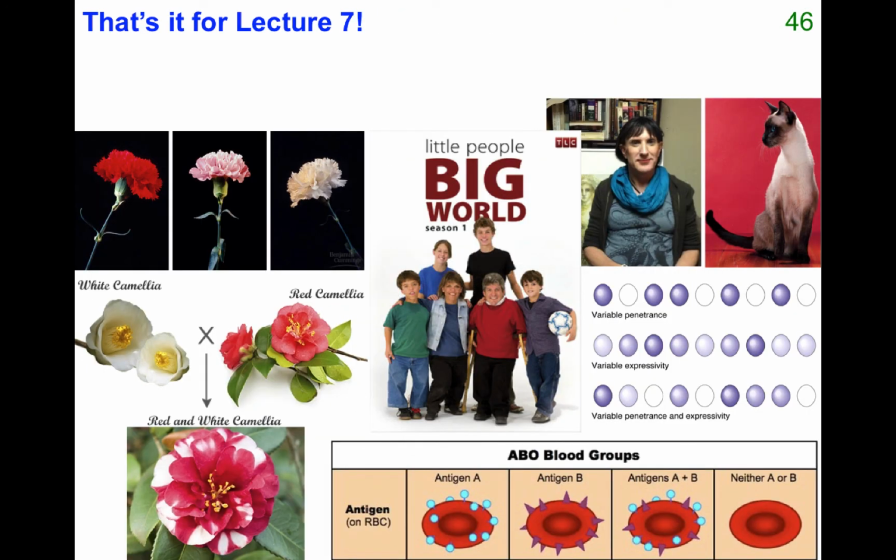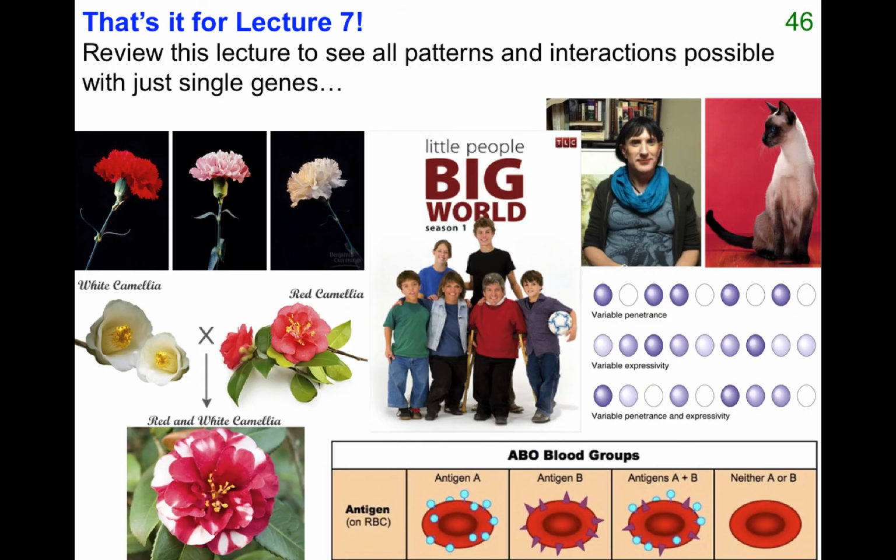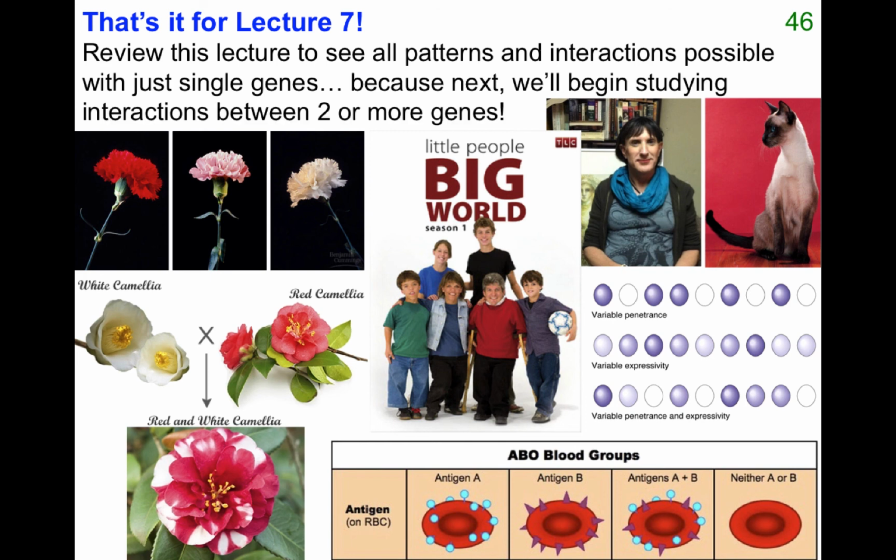All right, so that's pretty much it for lecture 7. So do go back and review this lecture with the slides or with this whole video, just to make sure you understand the patterns and the interactions, and not just kind of memorize the patterns, but know the genetic basis for it, and kind of understand all these different allele combinations and interactions you can see with just a single gene. Make sure you understand it well, because starting next week, we're going to be studying interactions between 2 or more genes, and that's going to make things a bit more complicated.